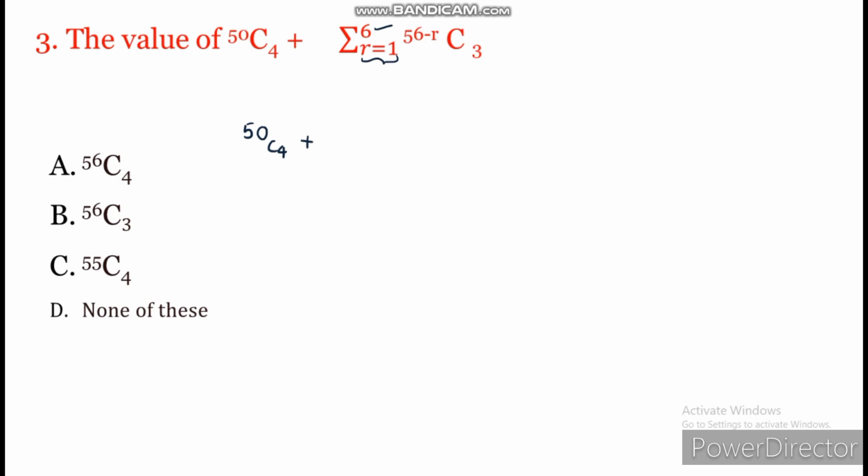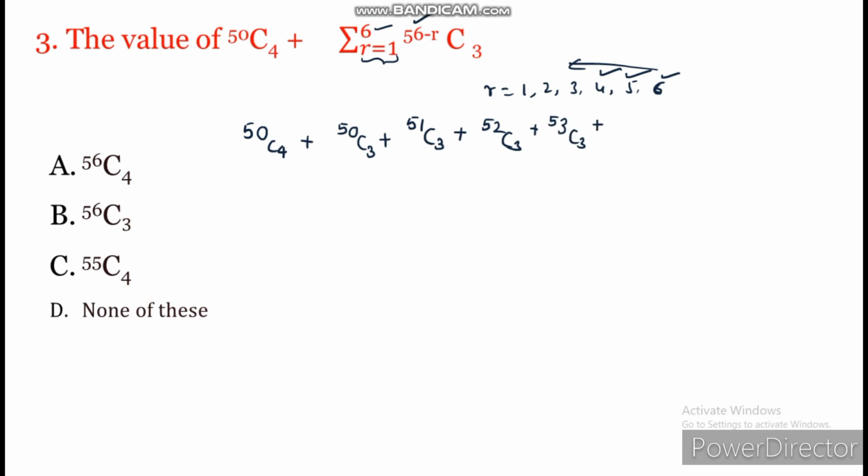Right. Now let's do one thing. You can substitute the value of R as 1, 2, 3, 4, 5, 6. Okay, let's come in the reverse order, so it becomes easy. 56 minus R. I am substituting the value of R as 6 now. 56 minus 6, 50. 50C3. Now I will substitute R as 5. 56 minus 5, 51. 51C3. Now I will substitute 4. 52C3. Next 56 minus 3, 53C3. Then 56 minus 2, 54C3. Then 56 minus 1, 55C3.